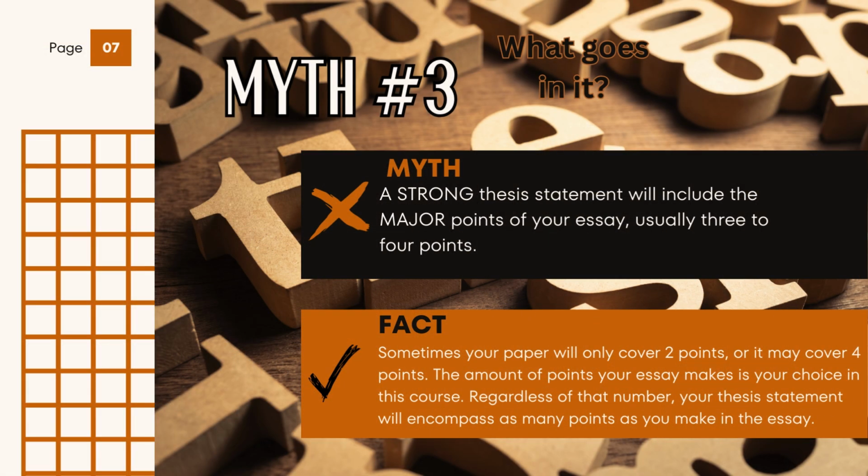Myth number 3. A strong thesis statement will include the major points in your essay, including 3 to 4 points. While it is true that a strong thesis statement needs to include all the points of your essay, you only need to include the major points. And sometimes your paper doesn't have 3, 4, or 5 points. Sometimes you've made your point clear in your essay with just 2. Sometimes you have 8. So the amount of points that your essay makes is your choice in this class.